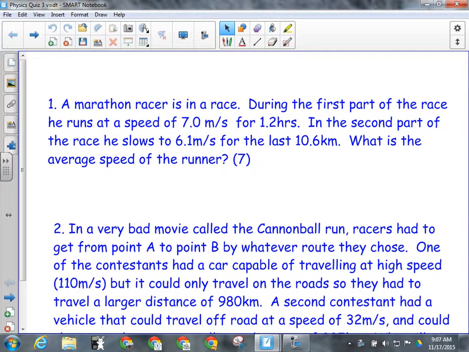Okay, so watch and listen carefully here. Question number one is pretty much like all the other two-part V equals D over T questions we've been doing. We've got a marathon runner who runs fast at the beginning, but then slows down for the last 10.6 kilometers. If I want to find their average speed, what two things am I going to need? Total distance and total time.